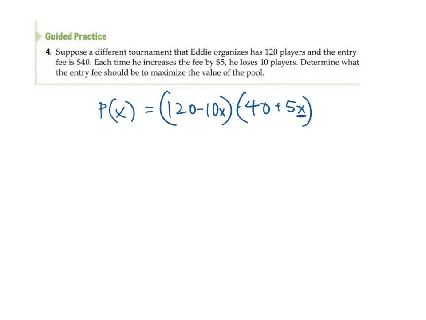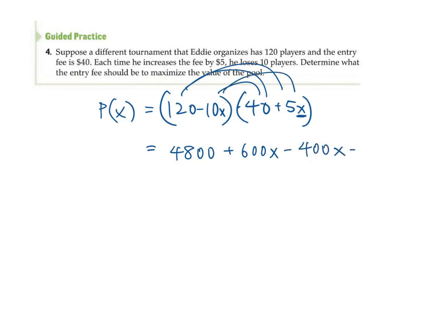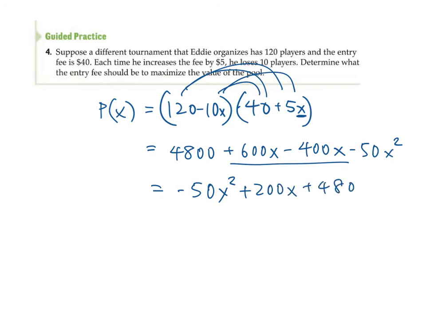Now we're going to multiply these two binomials using FOIL. The first term is 4800. The outside term is plus 600x. The inside term is minus 400x. And the last term is minus 50x squared. I'm going to write it in standard form, putting the negative 50x squared in front, and combine like terms, so plus 200x and plus 4800.